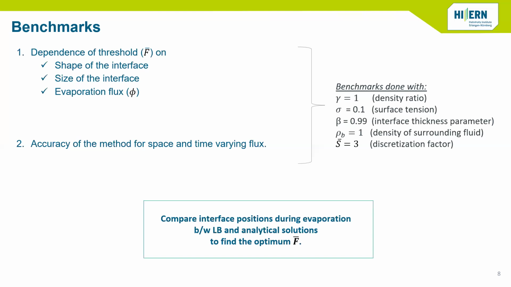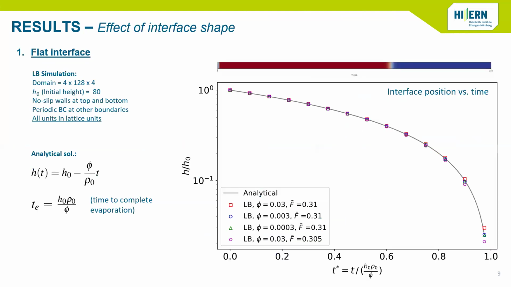All cases are run with these parameters. This is the interface thickness. I choose it to be the sharpest possible, but it also works if you increase the interface thickness. What I'm going to do is basically compare the interface position during evaporation between my lattice Boltzmann simulation and some analytical solutions I have for different shapes of the interface, to find the optimum F and show you the accuracy. So finally, I'm on to the results now.